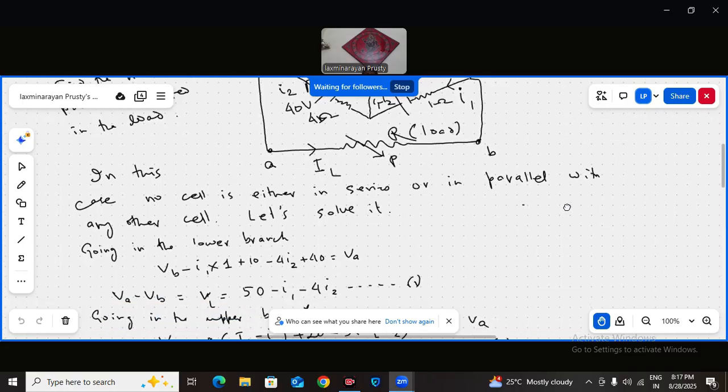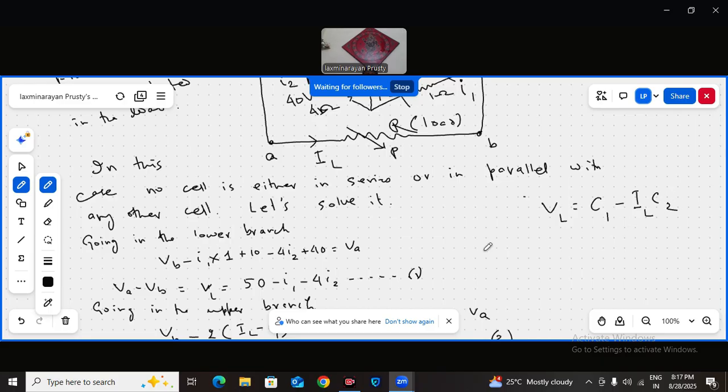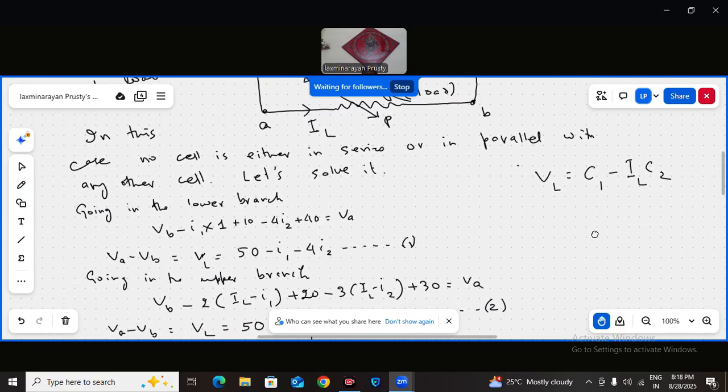So what is my aim? By now you must know my aim. VA, this is point A, this is point B. So VA minus VB is VL. It should be C1, one constant, minus IL times C2. This is my aim. No cell is in series or parallel with any other cell.